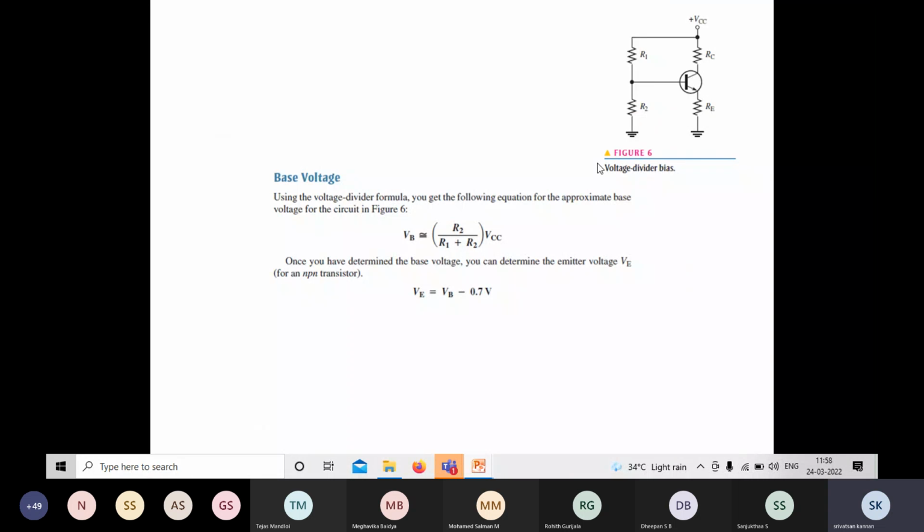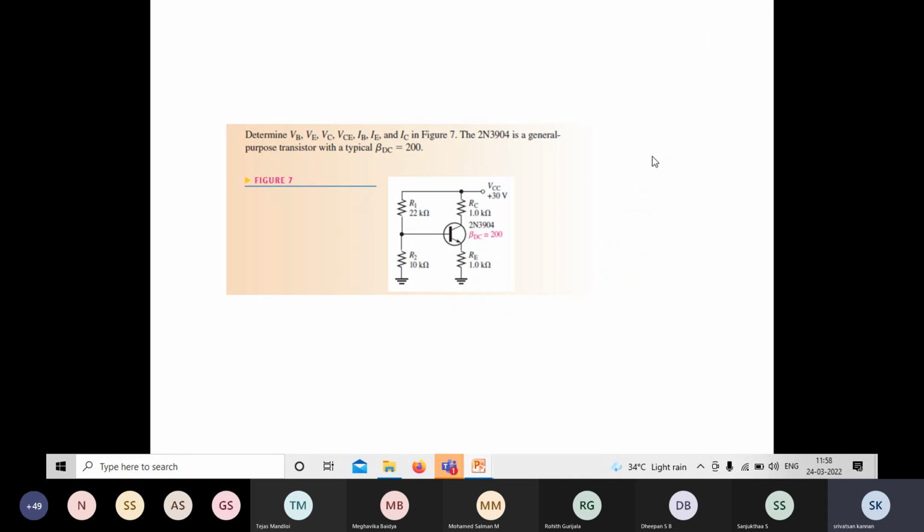This biasing is known as voltage divider bias. The base voltage is VB equals R2 by R1 plus R2 times VCC, and the emitter voltage VE is VB minus 0.7 volt, because the voltage across the emitter is VB minus 0.7. 0.7 is the base-emitter junction voltage of the transistor.